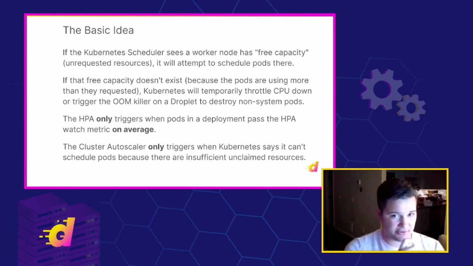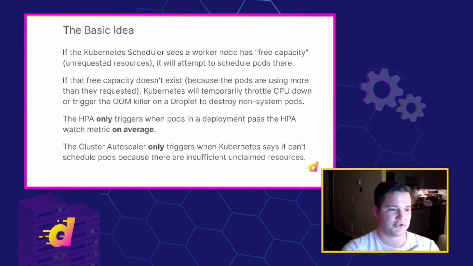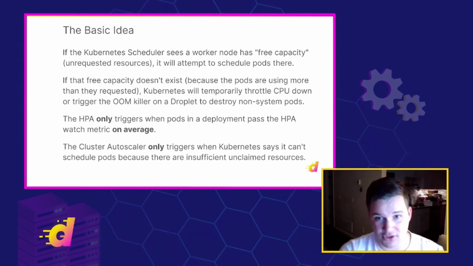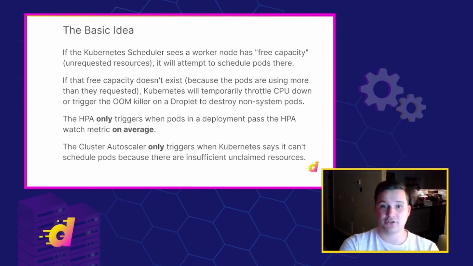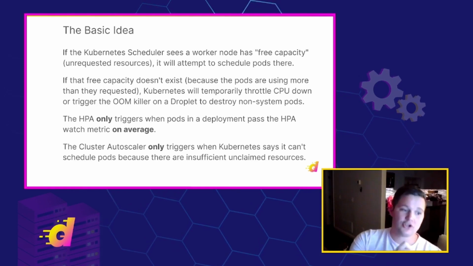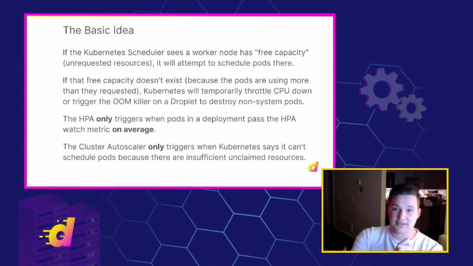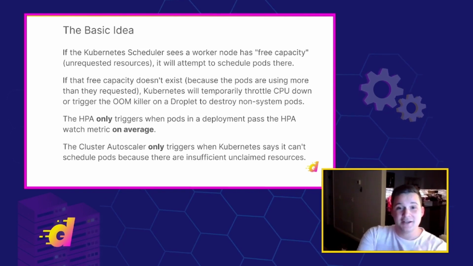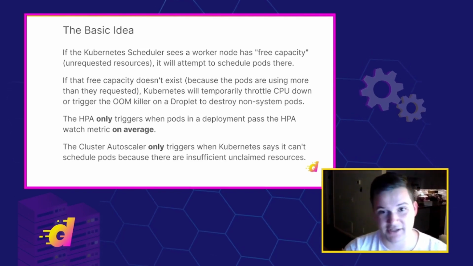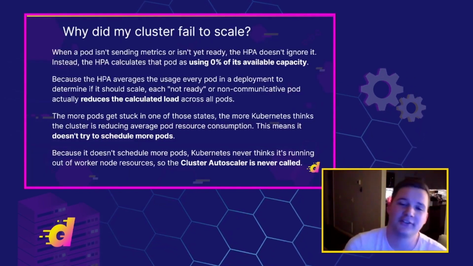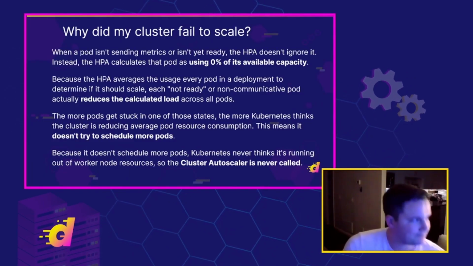The horizontal pod autoscaler, on the other hand, only triggers when pods in a deployment pass the horizontal pod autoscaler metric on average. Okay, the cluster autoscaler only triggers when Kubernetes says it can't schedule pods because there are insufficient unclaimed resources. Right now, I know this is basic to some of you, and some of you are like, "Where is he going with this?" I promise there's a reason. Why did my cluster fail to scale? This is kind of the catch.